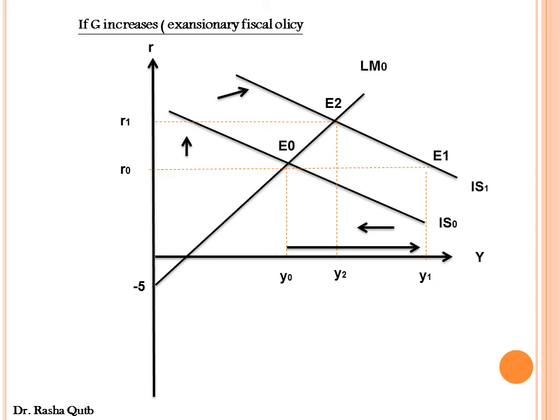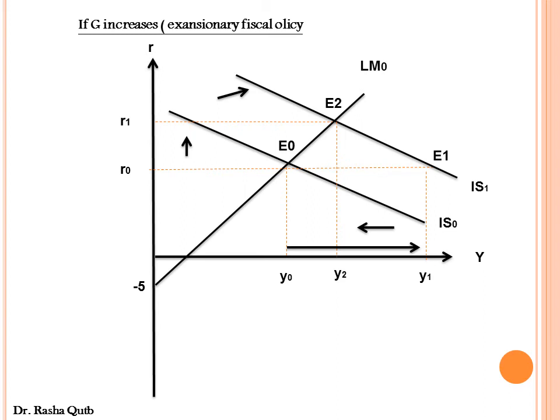The starting point is a point of equilibrium between IS0 and LM0. At point E0, we have equilibrium in the goods market and the money market. We have internal equilibrium in the whole economy. Both markets are simultaneously in equilibrium.